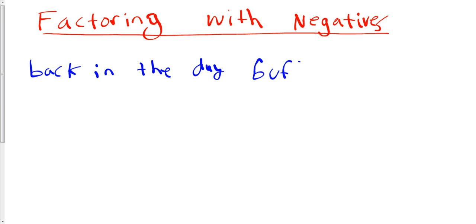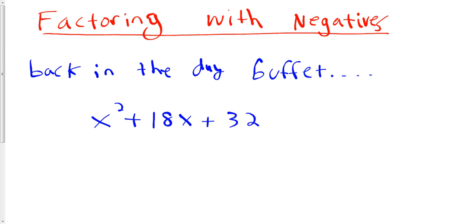buffet, we kind of did something like this, x squared plus 18x plus 32. So we said, okay, how do we factor this? And it's not really back in the day, buffet, it was actually like 12 hours ago you learned that, but that's okay. So what are we going to do with this problem?